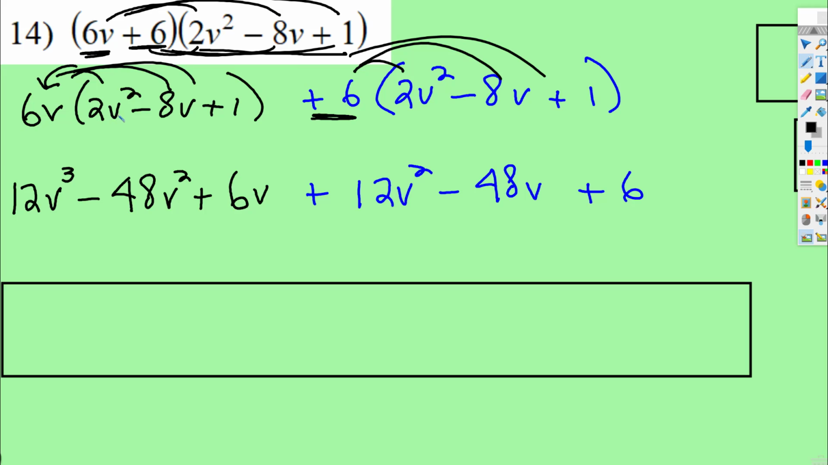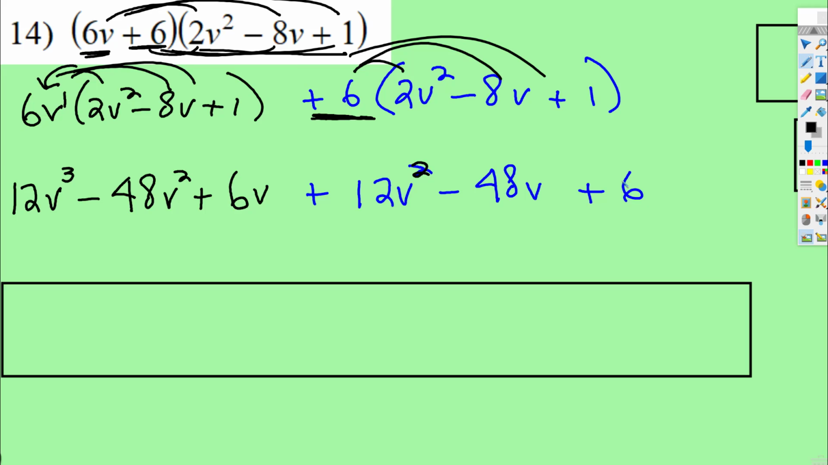6v times 2v squared is 12v cubed, because remember that's v to the first times 2v squared. Then 6v times negative 8v is negative 48v squared, and 6v times positive 1 is 6v. Now we shift over here. Positive 6 times 2v squared is 12v squared. And then 6 times negative 8v is negative 48v. And then 6 times 1 is 6.